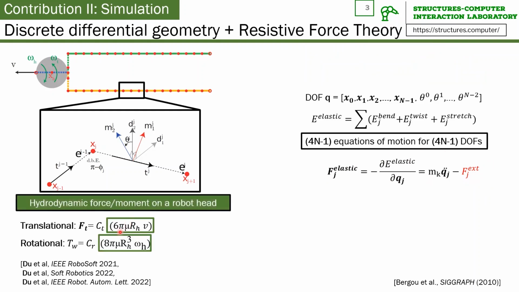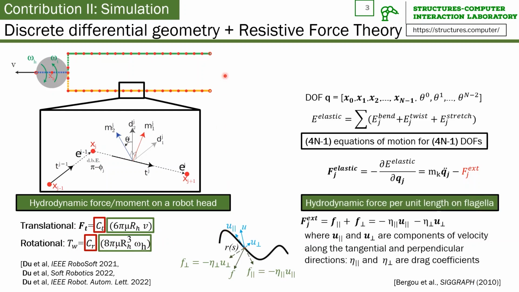Stokes' law tells us the hydrodynamic force and a moment on a spherical robot head, as shown in the rectangles. But our robot head is not exactly spherical, so we use CT and CR as fitting parameters, where T stands for translational, R stands for rotational. According to RFT, the hydrodynamic force on flagella is equal to the minus drag coefficient along the tangential direction of the velocity at each node, multiplied by the corresponding velocity, minus the drag coefficient along the perpendicular direction of the velocity, multiplied by the corresponding velocity.